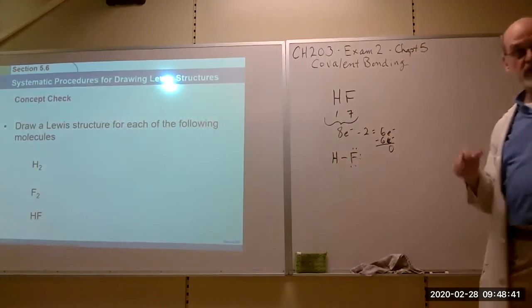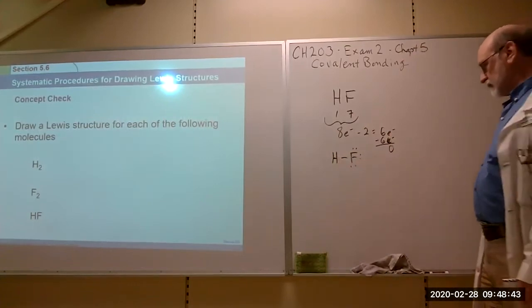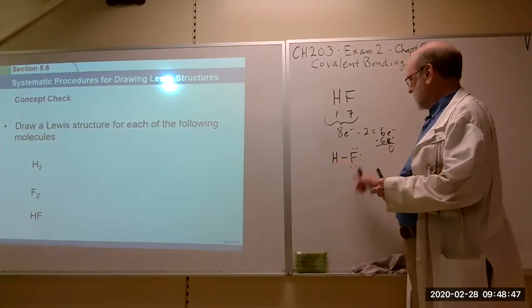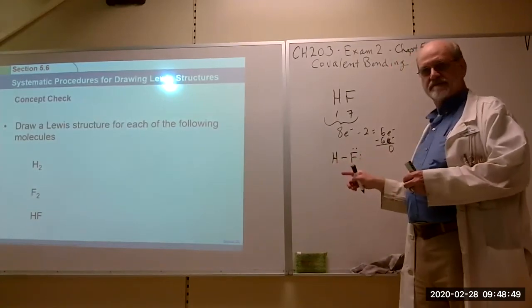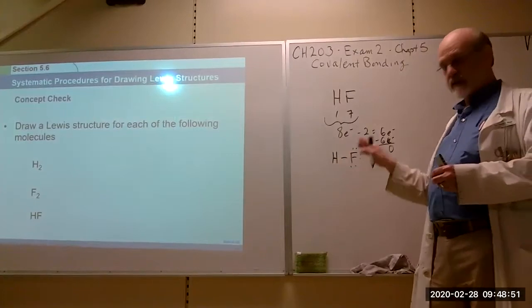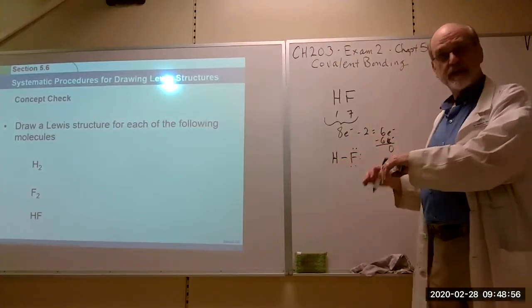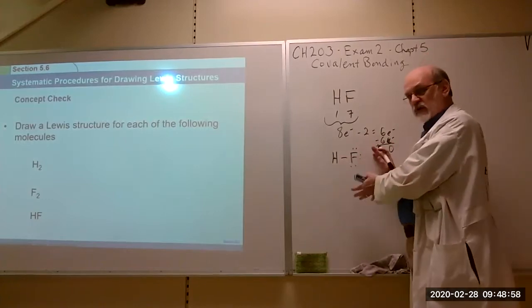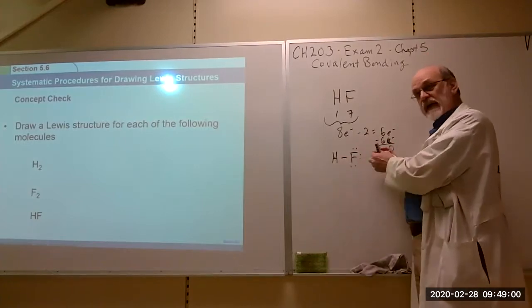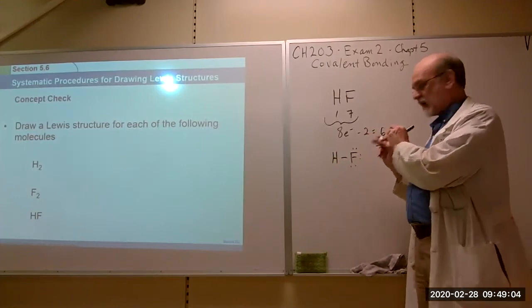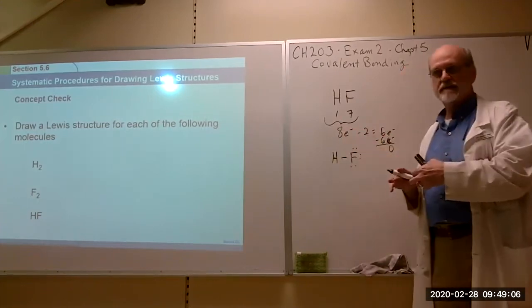We're good. We're done. Because hydrogen has a duet, fluorine has an octet. As long as those conditions prevail, then you're done. If you get to this point and you still don't have an octet, then we've got to move electrons around to make sure everyone has an octet.